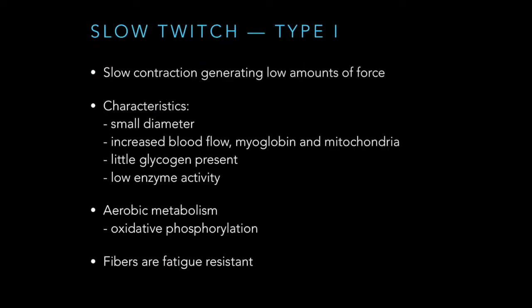Type 1 are slow twitch fibers characterized by their small diameter and increased myoglobin and mitochondrial content. Requiring oxygen, they rely on oxidative phosphorylation for the formation of ATP. Increased oxygen and energy availability make this type of fiber fatigue resistant with a low metabolic cost for maintenance. However, only a small amount of force is generated with each contraction.